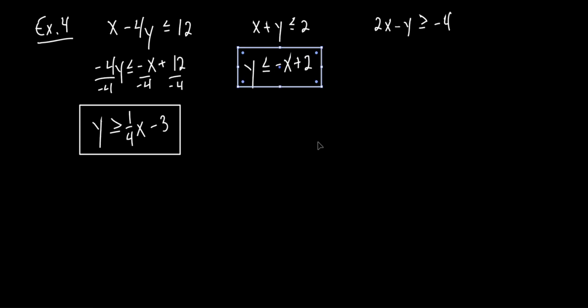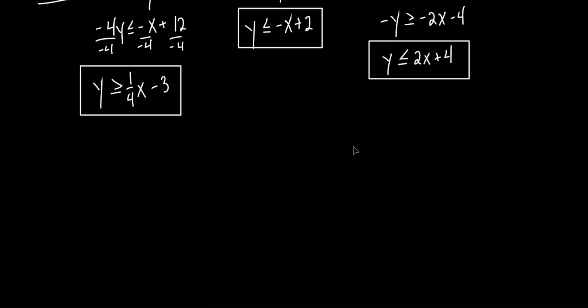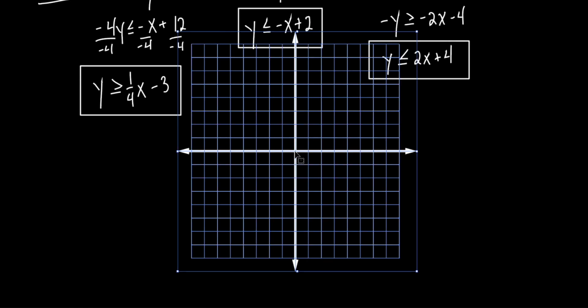And then we do this. So let's do negative y greater than or equal to negative 2x minus 4. Divide both sides by a negative. So if we divide by a negative, we change the inequality. That becomes 2x. This becomes plus 4. And we're going to graph that one right there. Okay? So that wasn't hard. Everybody's got that down. Now we'll put our graph here.